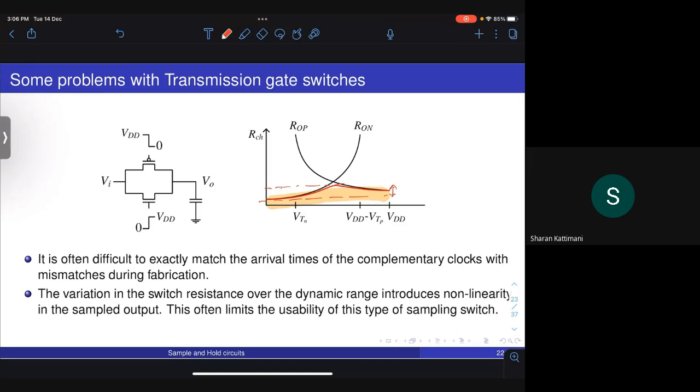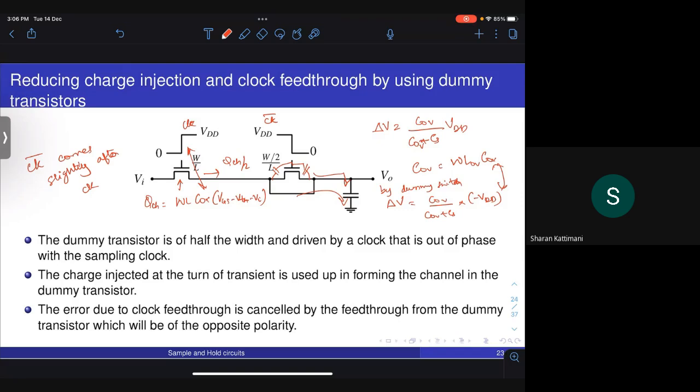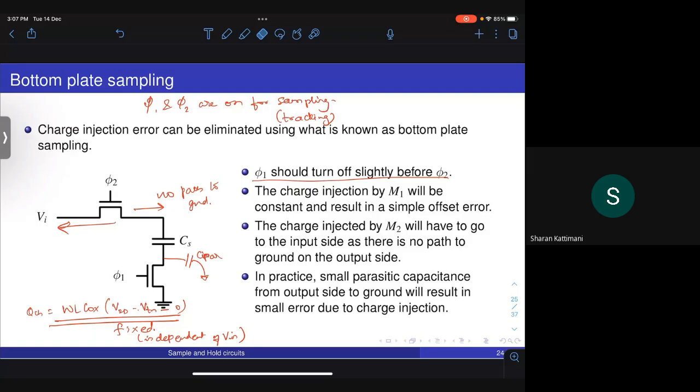very high resolution. Okay, so one other way of compensating for clock feed through and charge injection is using dummy transistors. So the dummy transistor basically absorbs the injected charge and provides the negative charge for compensating for clock feed through. So basically charge injection and clock feed through both are compensated, and it doesn't have as stringent requirements on timing of clocks as is the case with transmission gate type sampling switches.